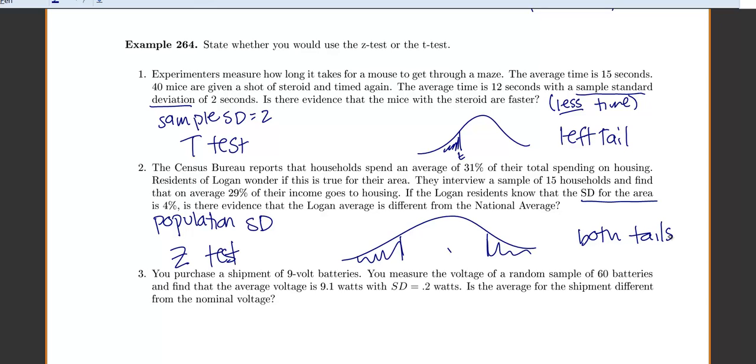Number 3, you purchase a shipment of 9-volt batteries. You measure the voltage of a random sample of 60 batteries and find that the average voltage is 9.1 with SD equals 0.2. Now, it didn't specifically say sample SD or population SD, but if you read the statement, we measure the sample and find that the average is this with the standard deviation of that. To me, it sounds like that's the standard deviation for that specific sample it's telling me about. So this would be our sample standard deviation. So we'd have to use the t-test.